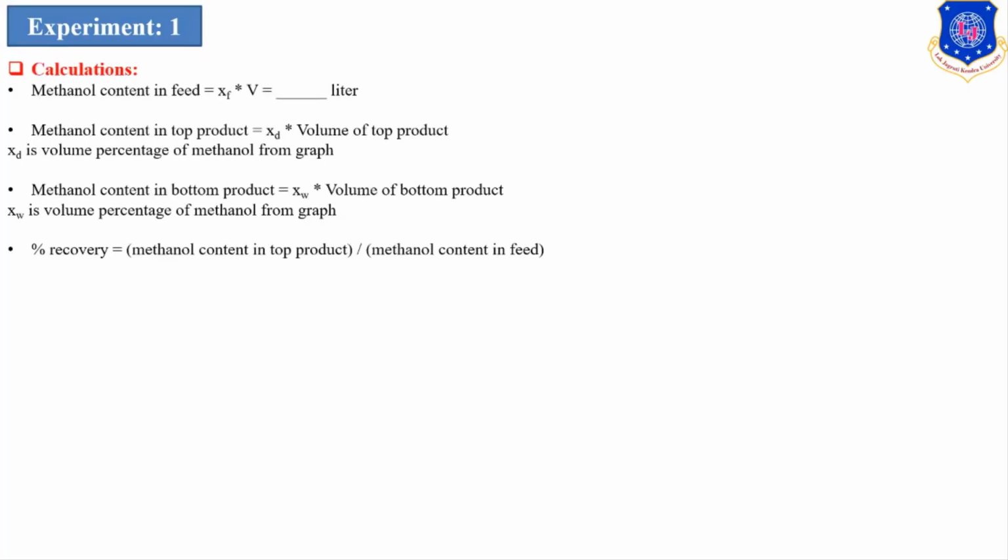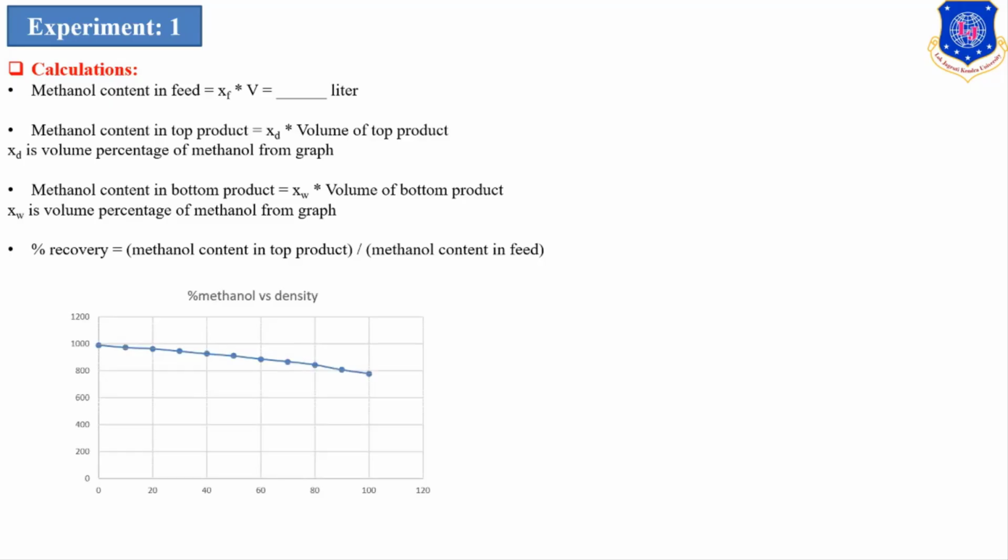Alright, now we will switch to the calculation portion. So here within the calculation, first of all, the methanol content in the feed will be XF into V, that will be 0.05 multiplied by 20. Okay, then the methanol content in the top product will be XD into the volume of the top product. XD is the volume percentage of methanol from the graph, or that we have calculated. Then the methanol content in the bottom product will be XW into the volume of the bottom product, and here XW is the volume percentage of methanol from the graph, or else we have calculated earlier. Alright, and so the percentage recovery of methanol will be the methanol content in the top product upon the methanol content in the feed. So this will give the percentage recovery of the methanol.